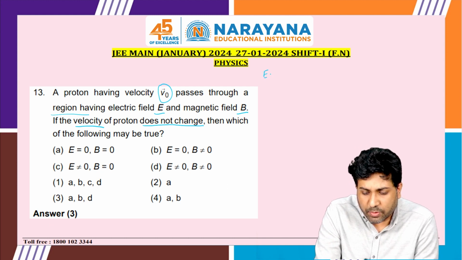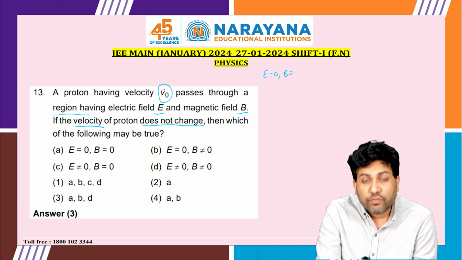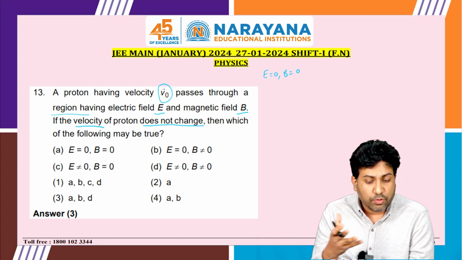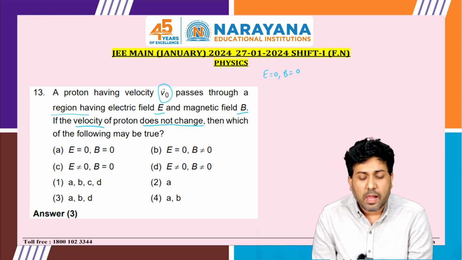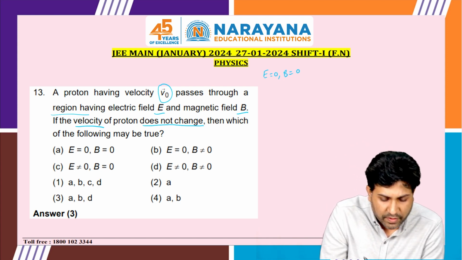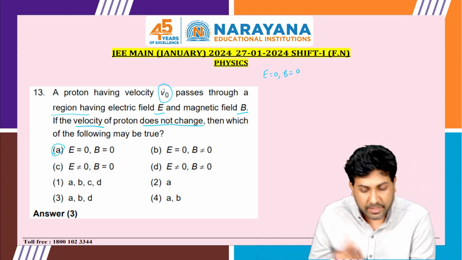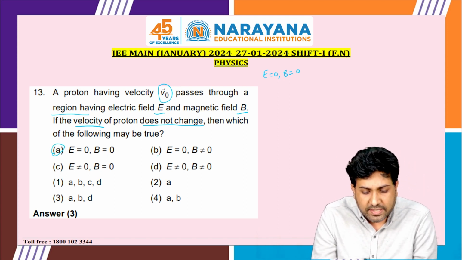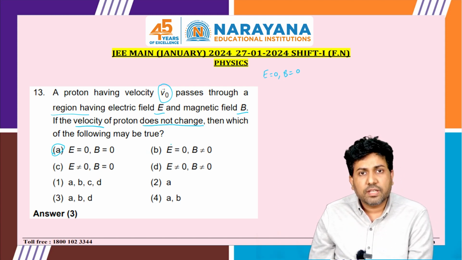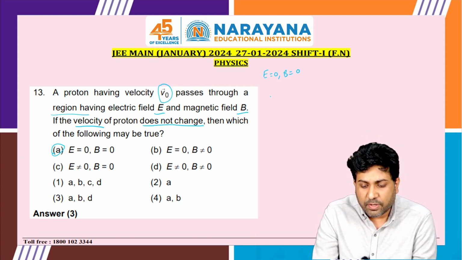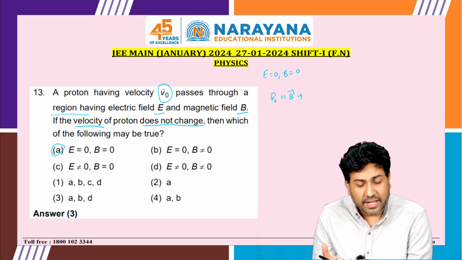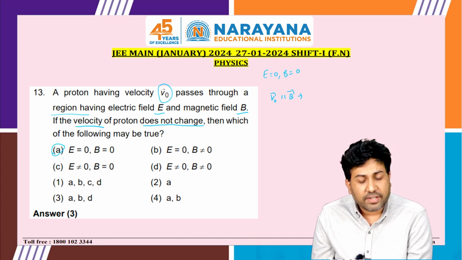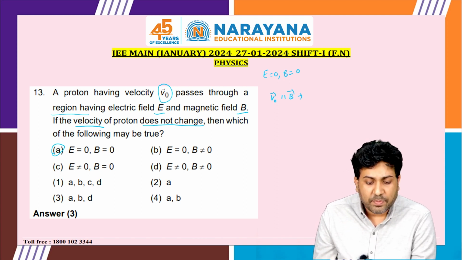If E is 0, B is 0, there is no force on the charged particle, and if there is no force on the charged particle, obviously it will continue to move with a constant velocity. So the first one, definitely it is possible. If E is 0 but B is not equal to 0, yes, this is also possible, because if v is parallel to B, then there is no magnetic force, and because there is no electric field, that means there is no electric force also on the proton.